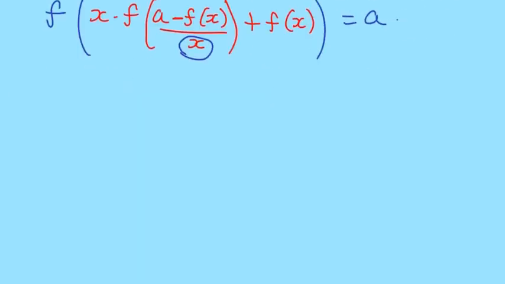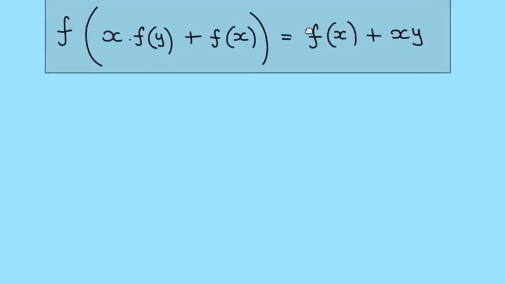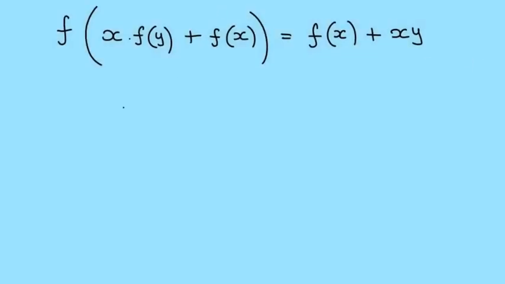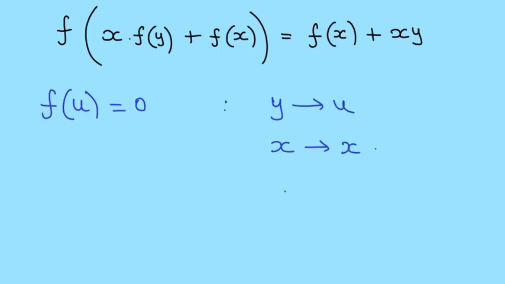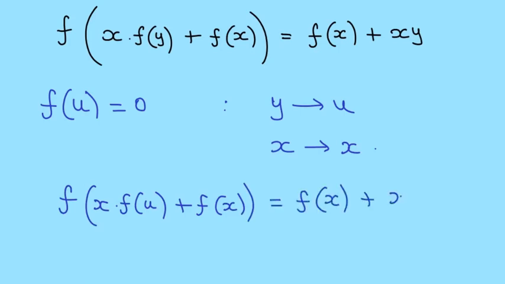Let me copy this relation here so that we can work it out. Now we are going to make some substitutions for y and x so that we can get some other equations that are solvable. Before that, let us say f(u) = 0 for some value u. Since this function is surjective, there should exist such a value. So f(u) = 0, and we make these substitutions: y to be u, x to be x. So this relation becomes f(x) f(u) + f(x) = f(x + xu).